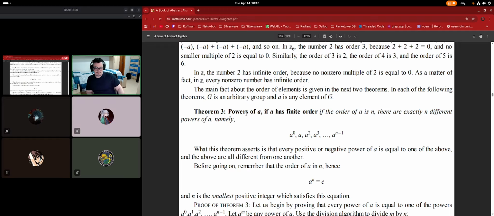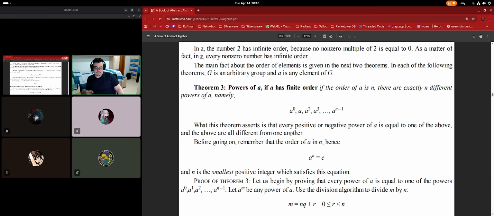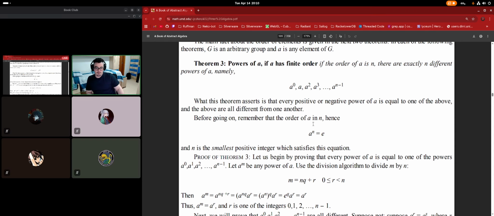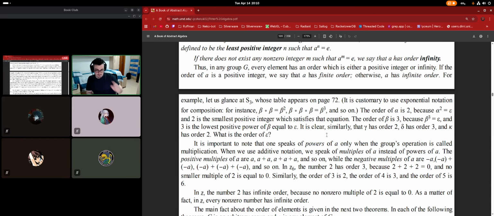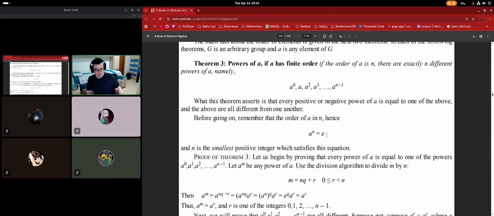Theorem 3. Powers of A: if A has finite order n, there are exactly n different powers of A, namely these ones. The only problem is that you have to prove that they are different, and we're going to go there. What the theorem asserts is that every positive or negative power of A is equal to one of the above, and the above are all different from one another. Before going on, remember that the order of A is n. Hence, because this is what we saw before, right? Because if there is a non-zero number m, then there is a positive one, and we are defining n to be the smallest positive integer which satisfies this equation.